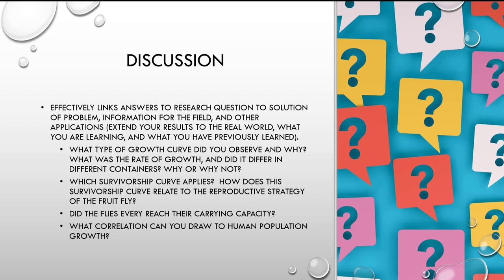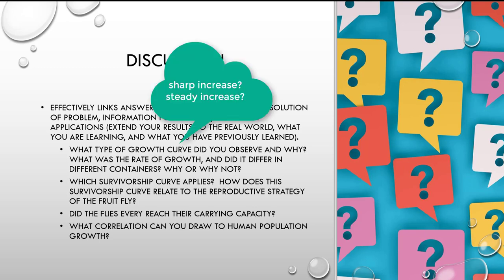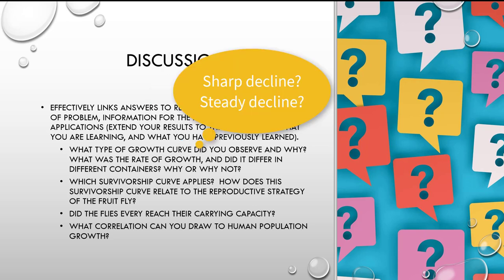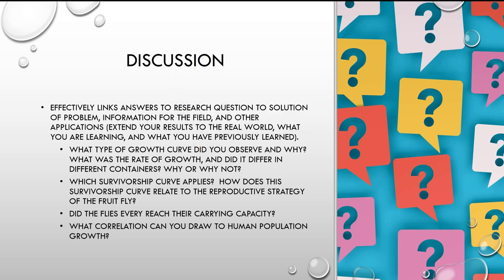And then looking at those growth curves, what was the rate of growth? Did you see it go up steeply, or was it more of a stable growth? Did the population decline sharply, or was it a gradual decline and so forth? And then, was that the same for all 4 containers, or was it different? Did one container slowly grow and the others just shot off? That kind of thing.